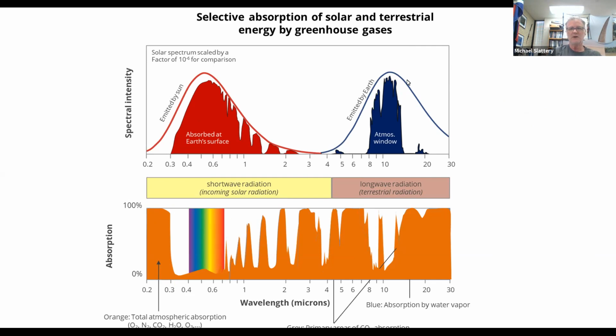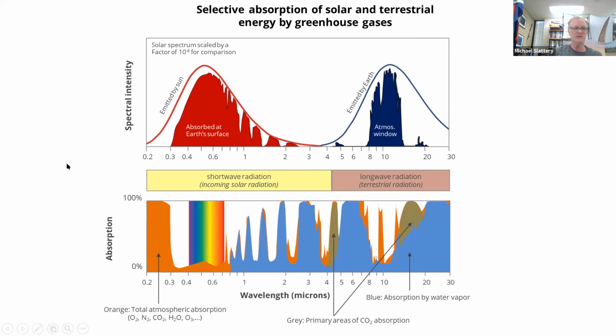Let me just double check if there's any questions on that. All good. Okay. So the orange shows the total gases in the atmosphere. Now let me overlay the two most important gases in the atmosphere in terms of absorption. So here they come. My mouse seems to have gone to sleep. The blue shows absorption by water vapor, right? These gray areas here that I've got the arrows on show absorption by carbon dioxide.